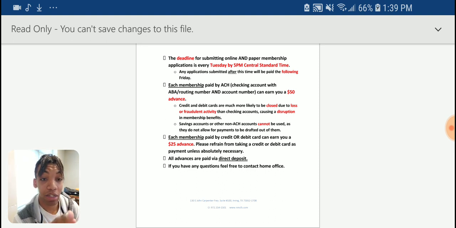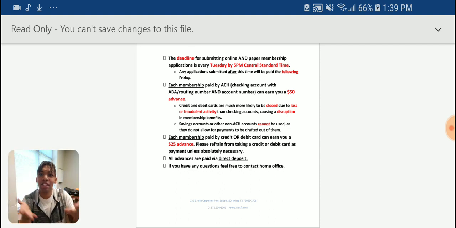Okay, so as we keep reading on, all advances are paid via direct deposit, hence it's a good idea to have a banking account with a checking account number and routing number so that you can get paid directly. I mean, how would you feel if you woke up on a Friday, and let's say you sign up three people in a week, okay? 50 times three is $150. You go into your bank account and boom, you just see $150. See what I'm talking about? This is why you need to be with this company. This company is so amazing for that.